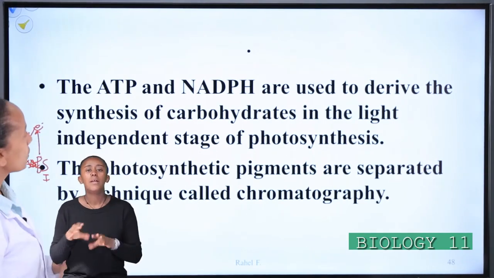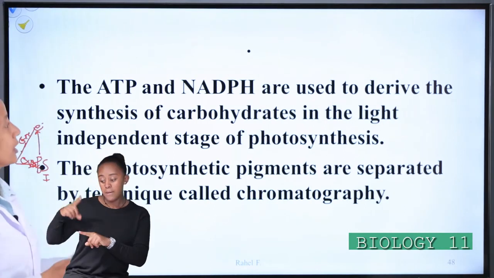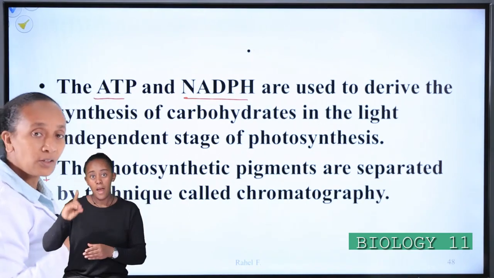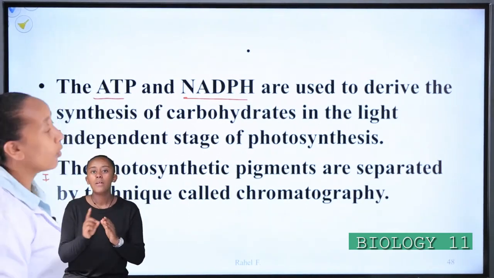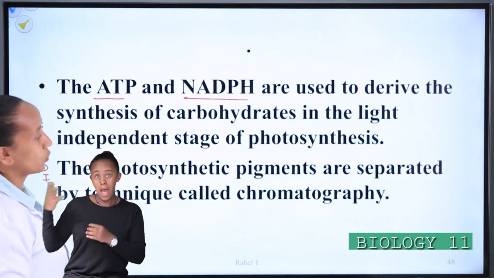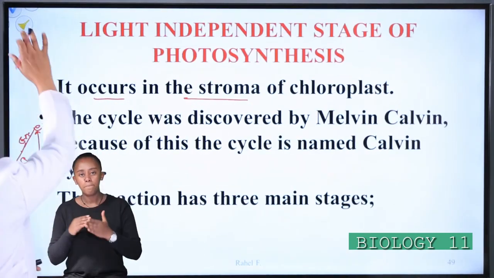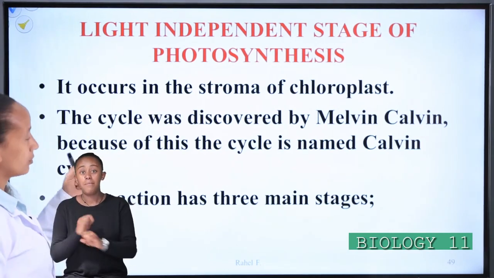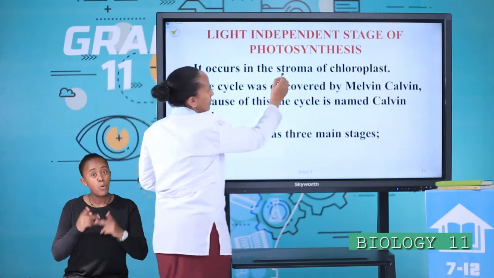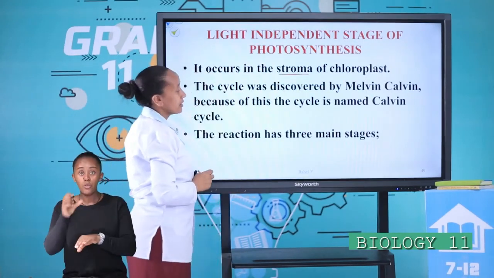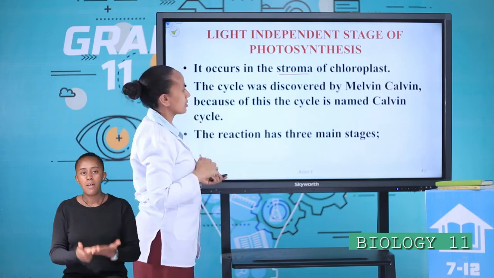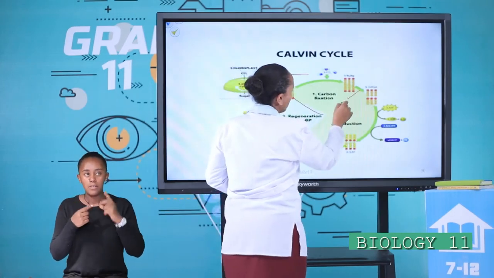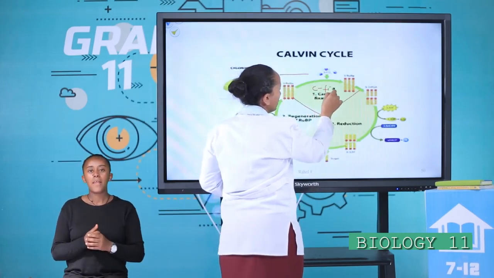And students, as we said, in the light-dependent stage, the plant produces ATP and NADPH. These two products are used for the second stage, the light-independent stage of photosynthesis. So here we are going to see the light-independent stage of photosynthesis. As we said, this process occurs in the stroma of the chloroplast, and it has only three stages. The first stage is this one. It is known as carbon fixation.